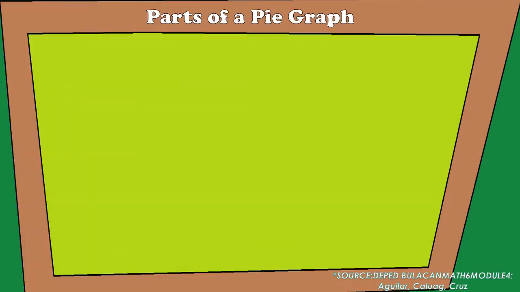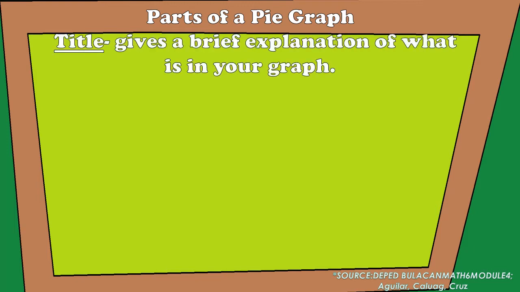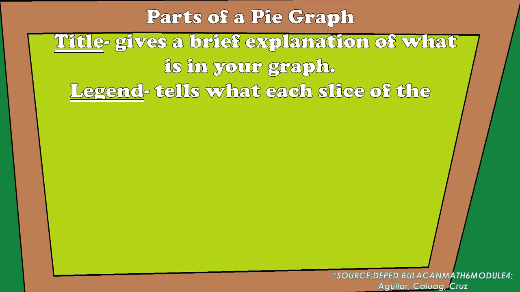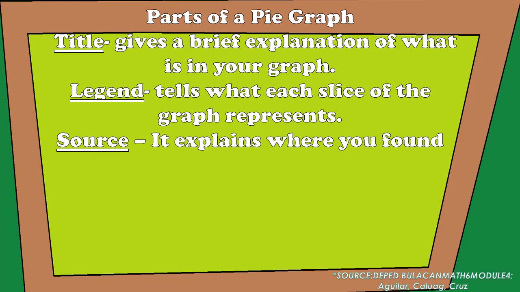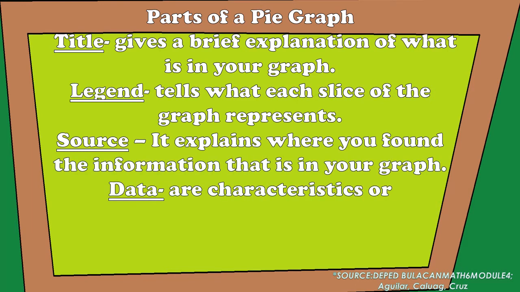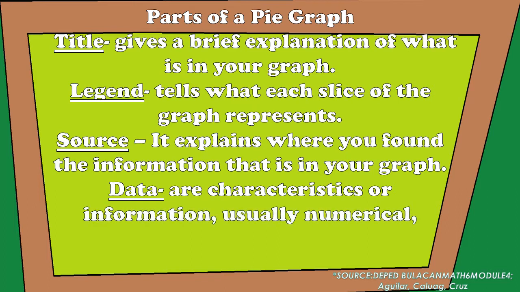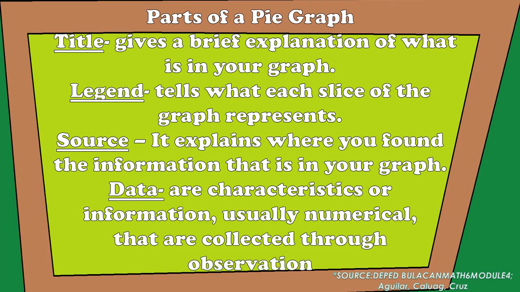So what are the parts of a pie graph? We have the title. It gives a brief explanation of what is in your graph. The legend tells what each slice of the graph represents. The source explains where you found the information that is in your graph. The data, or the characteristics or information, usually numerical, that are collected through observation.